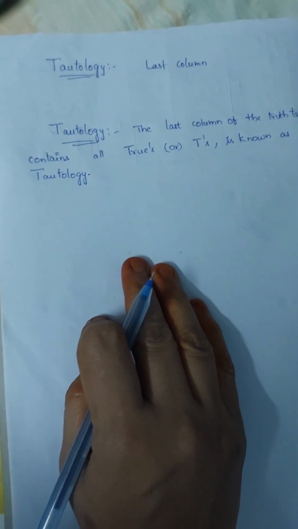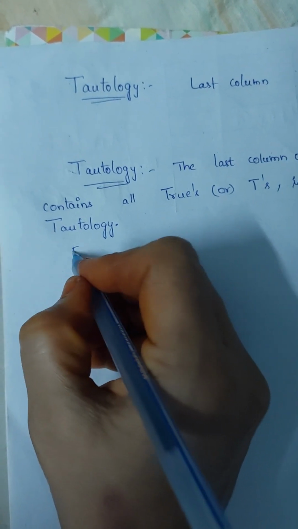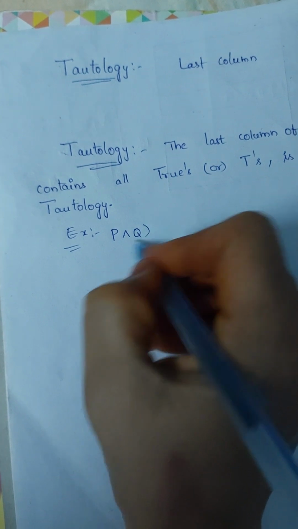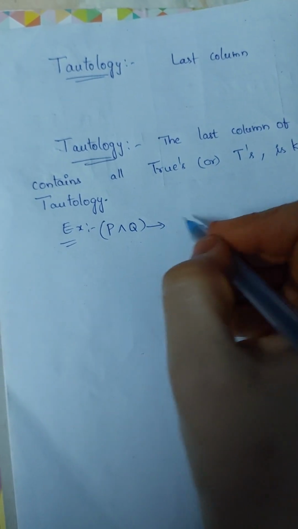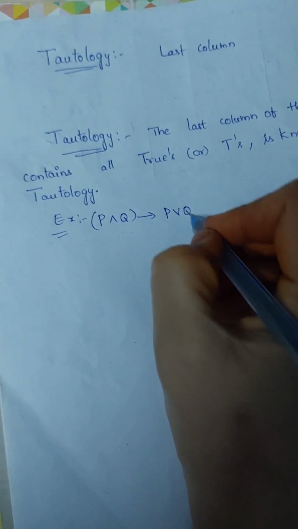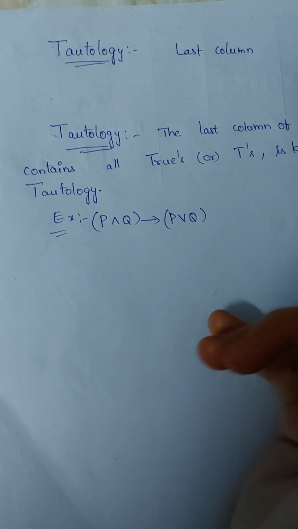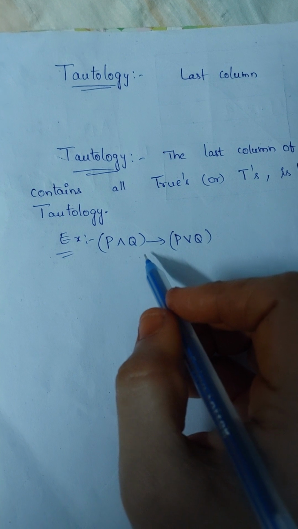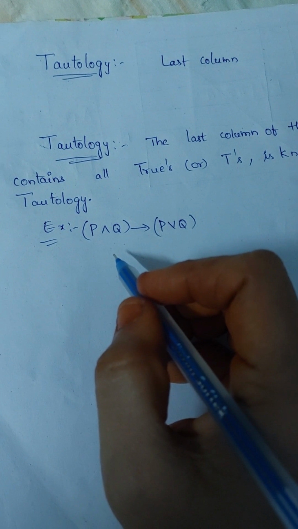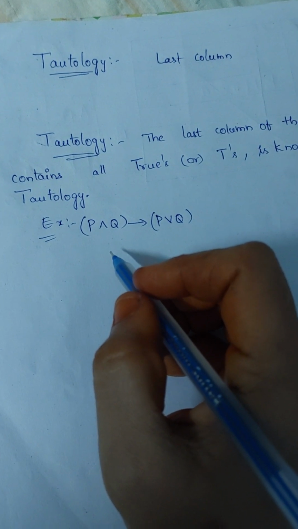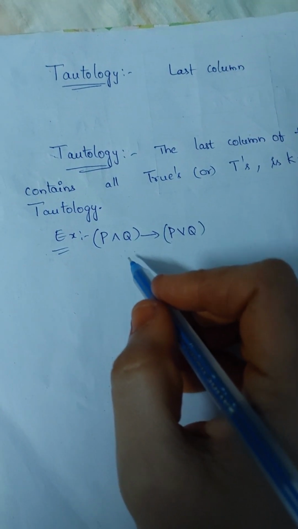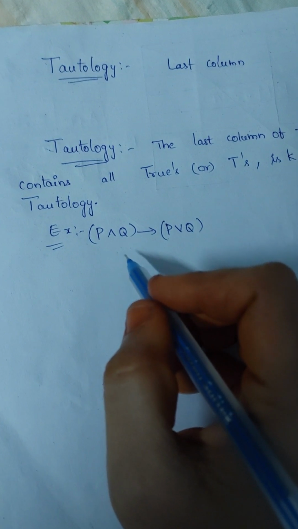For example, (P and Q) implies (P or Q). Whether this is a tautology or not, we need to check by using a truth table whether this expression is true or not. Does the last column contain all truths or not?